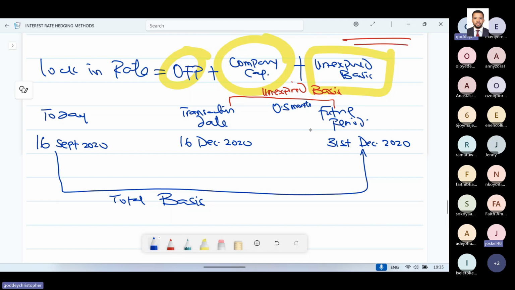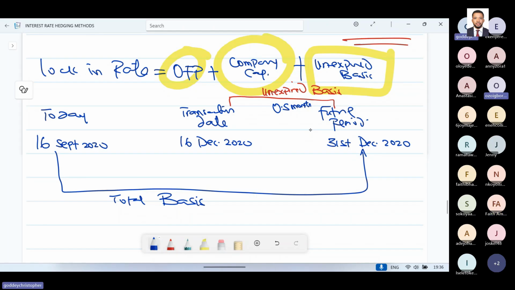It is 15 days. Between the 16th and the 31st of December is 15 days. It's half a month. It's not 30th, it's 31st. So less 31st from 16, you have 15. And no, they won't give you 15 divided by 30 to give you 0.5.